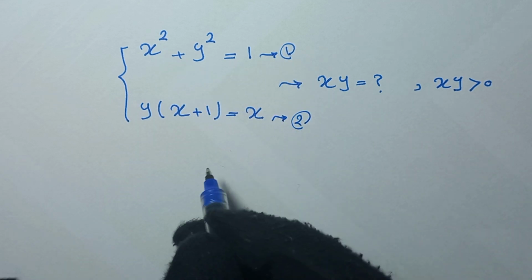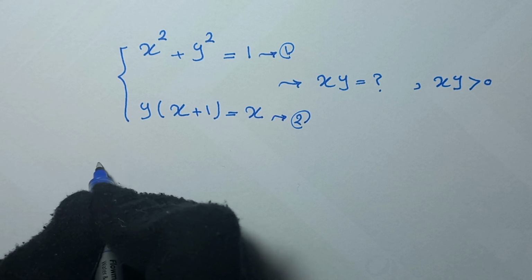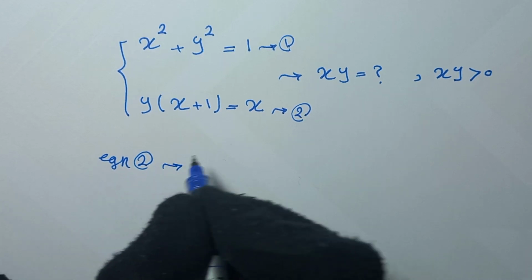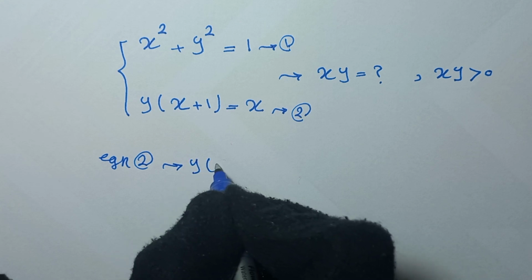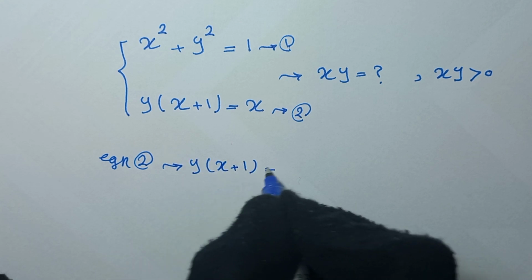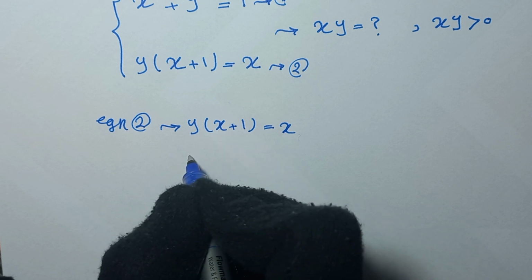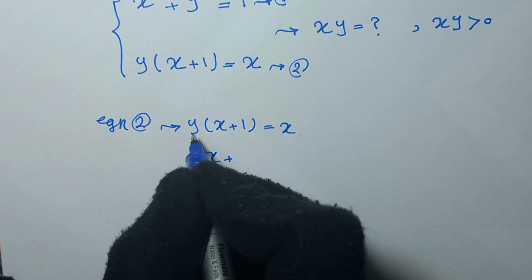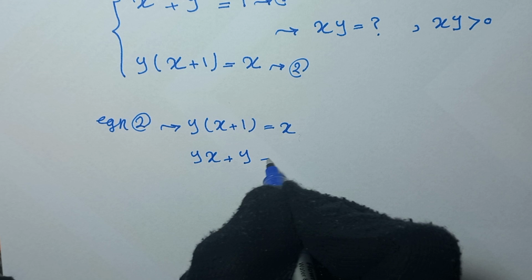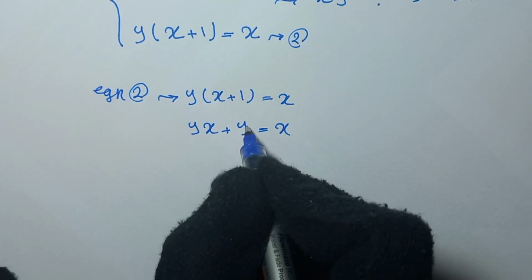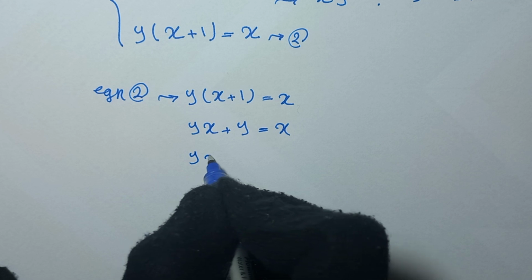From equation 2, we have y times (x plus 1) is equal to x. Here it will be yx plus y times 1, which is y, is equal to x. And here we take this y to this side, and it will be yx is equal to x minus y.